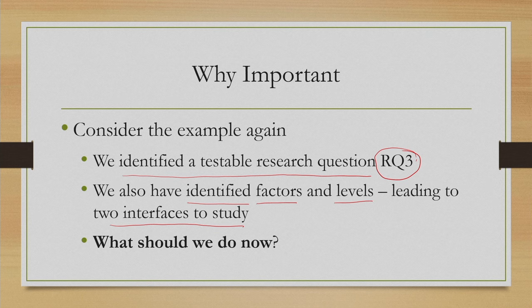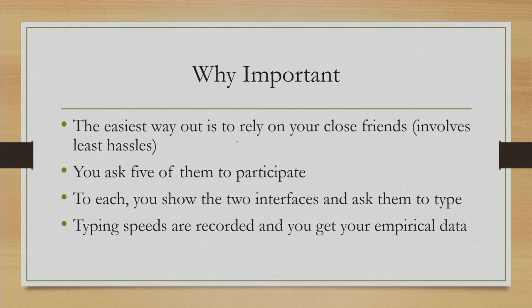Because there were two levels, there were two interfaces that we used for our study. Now, the first two stages are done. We have identified the research question and the variables. What should we do next? Of course, our objective is to answer the question: which of the interfaces is faster. If this is asked of you, what will you do? Most likely, we will follow the easiest way, that is, we will rely on our close friends to get participants who will participate in the study, who will be asked to perform the tasks and generate the typing speed data.